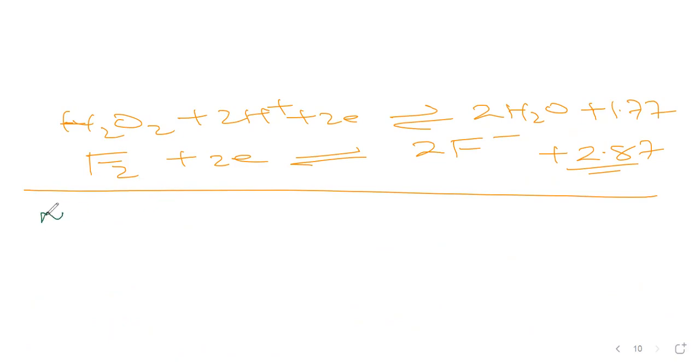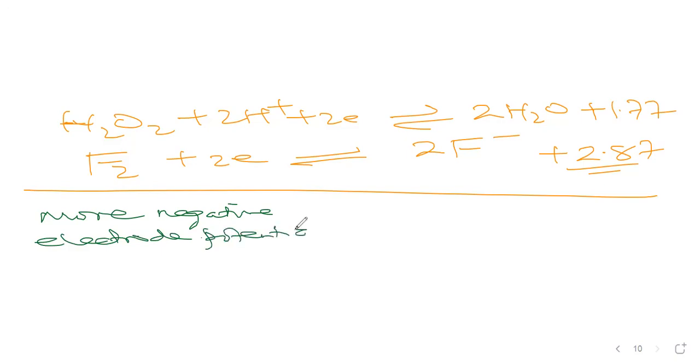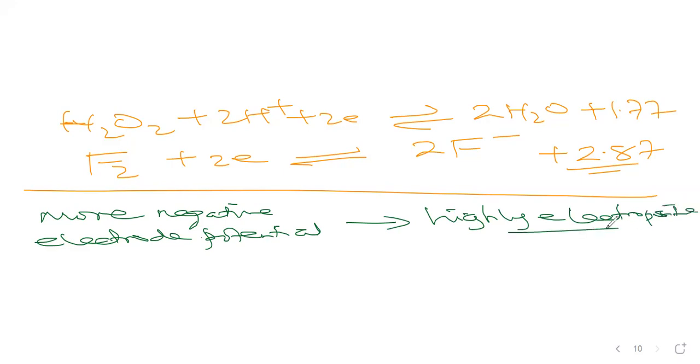When an element has a more negative electrode potential, actually more negative reduction potential, that element is then highly electropositive, a very reactive metal. Examples of such metals include lithium, potassium, sodium, magnesium. They are highly electropositive.